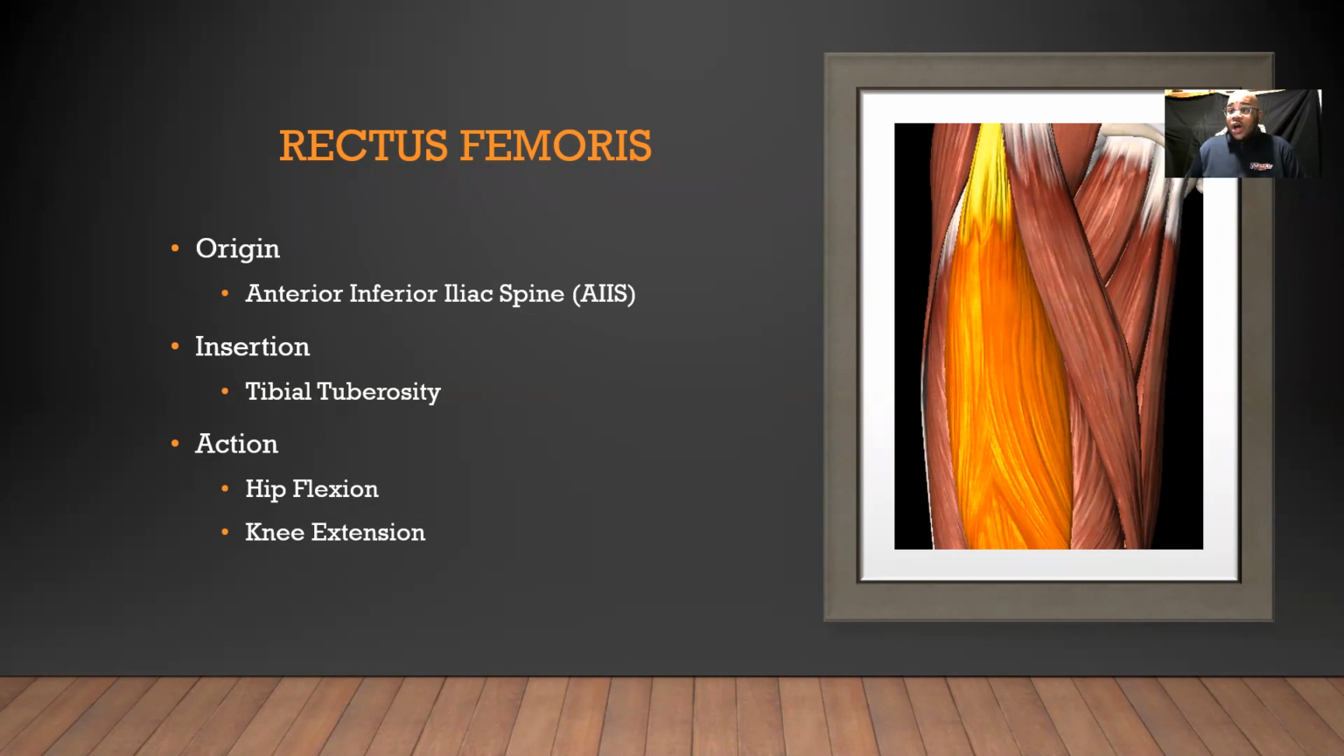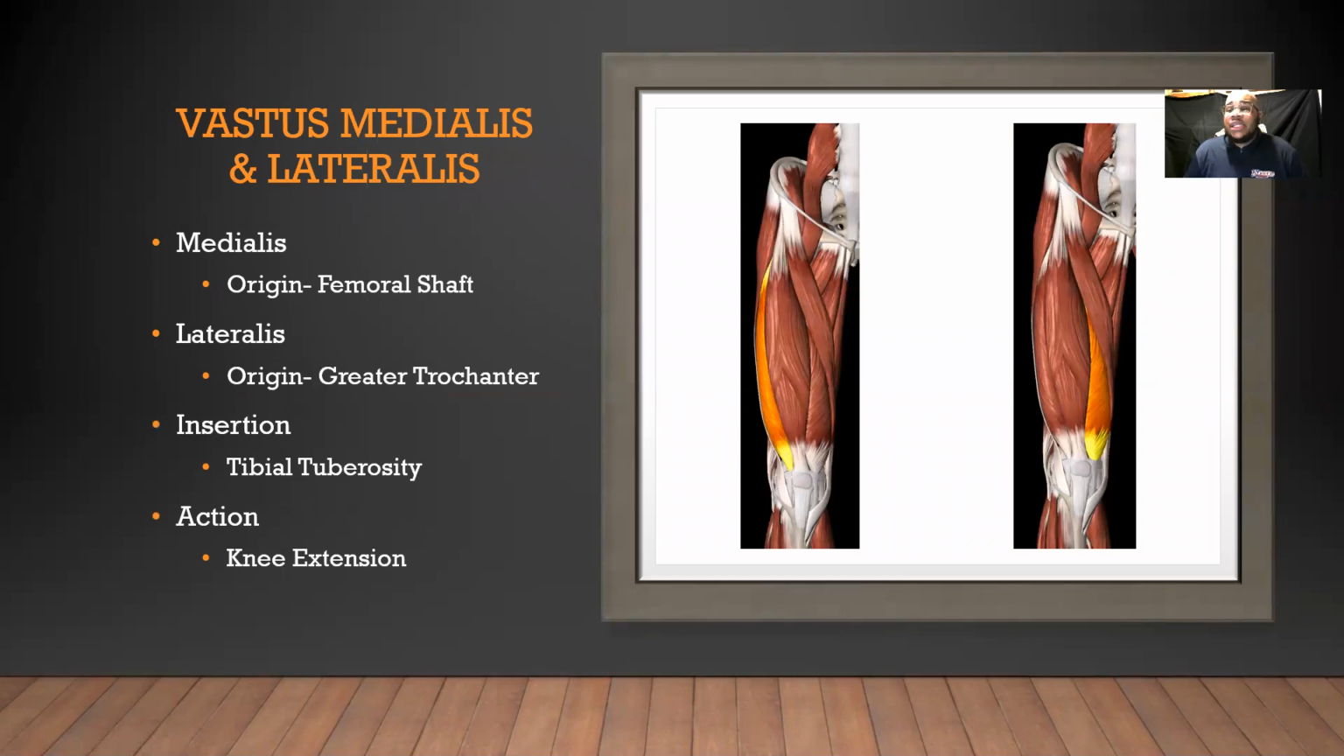So now let's talk about 2 other muscles that are really important, also helping out with knee extension. The first is called the vastus medialis, which is located on the inside part of the quadriceps region. And the second is the vastus lateralis, which is located more on the outside. The medialis will originate from the femoral shaft, while the lateralis originates from the greater trochanter. They will both come together along with the rectus femoris and insert on our tibial tuberosity, which is a pretty hard bump right below our kneecap. All 3 of these muscles, all of our quadricep muscles, will perform one common action, and that is knee extension.